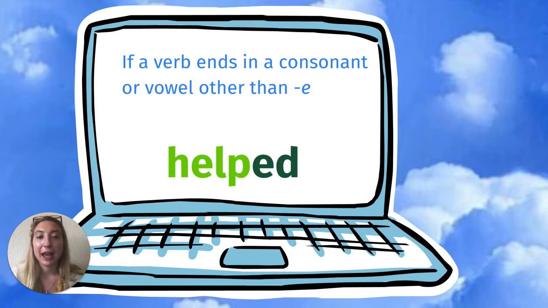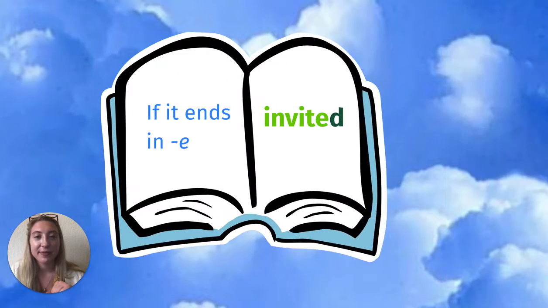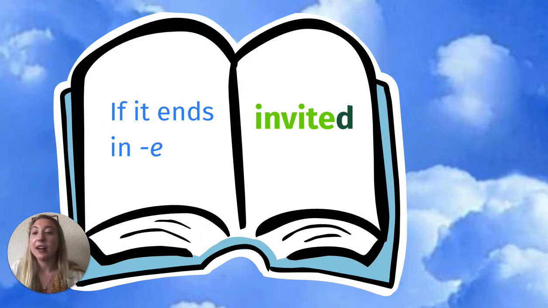If a verb ends in a consonant or a vowel other than an E, we just add an ED. So help. It goes consonant, consonant, ED. If it ends in a silent E, remember we just added D. We're not going to add EED. Just a D if it ends in an E.